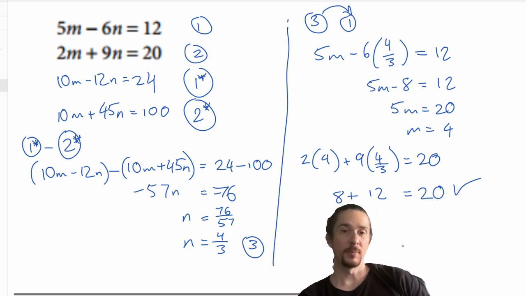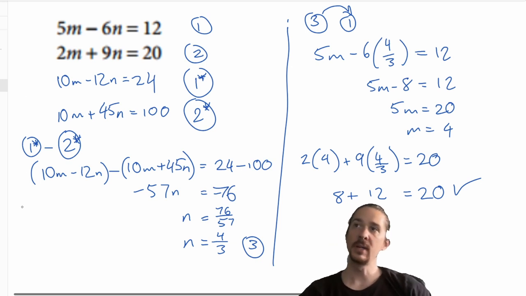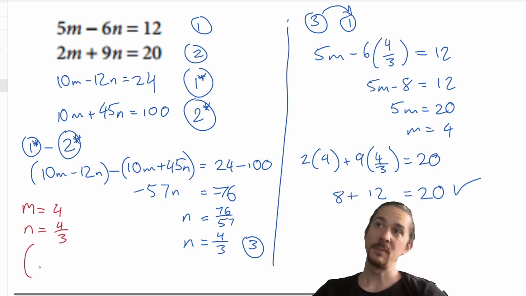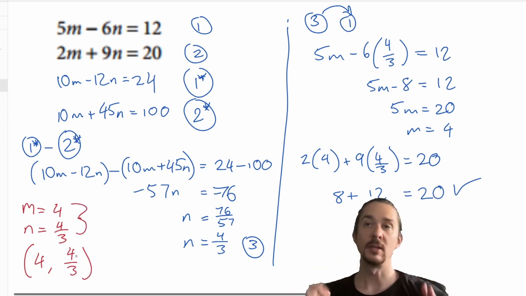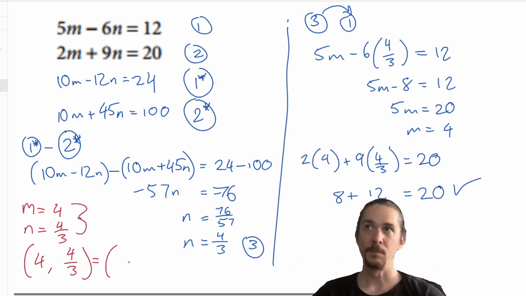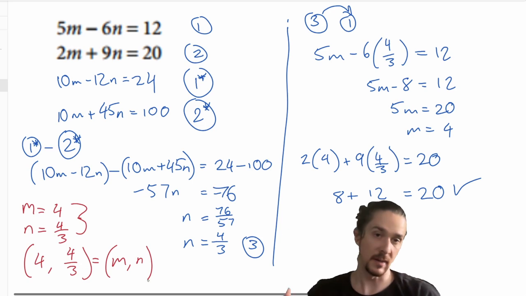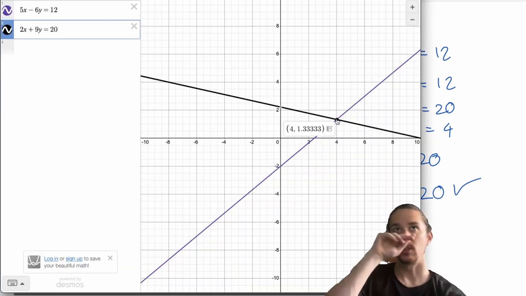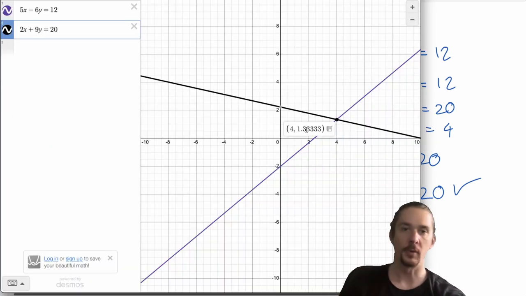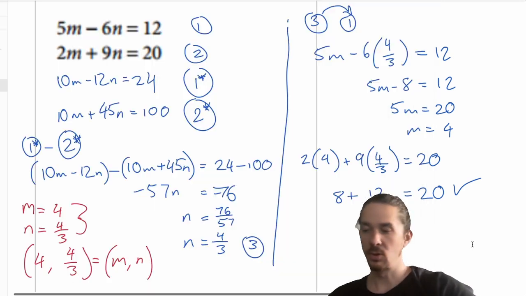I would say we have two options for how to write our answer this time. We can either write m equals 4, n equals 4 over 3, or we could use the alphabetical order of them, just like with x and y. We could say, let's put m first, 4, then 4 over 3. But to be honest, I think the first is the safer way to answer because there's less chance of confusion. If you did it the second way, then you could clarify by saying the first one, the 4, is the m value, and the second one, the 4/3, is the n value. And if we look at our point of intersection here, we have 4 and 4/3. So we are doing very well.